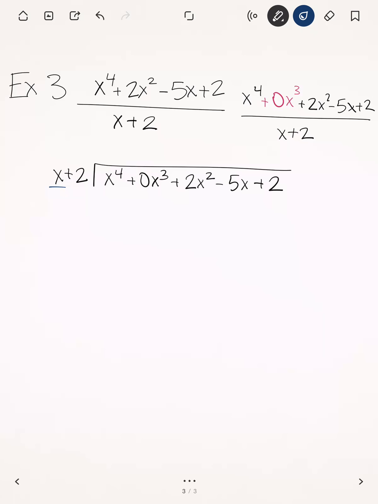So x squared times what gives me x to the 4th? X cubed. So I multiply, I get x to the 4th. X cubed times 2 gives me a positive 2x cubed. From here, draw the line, change the sign.